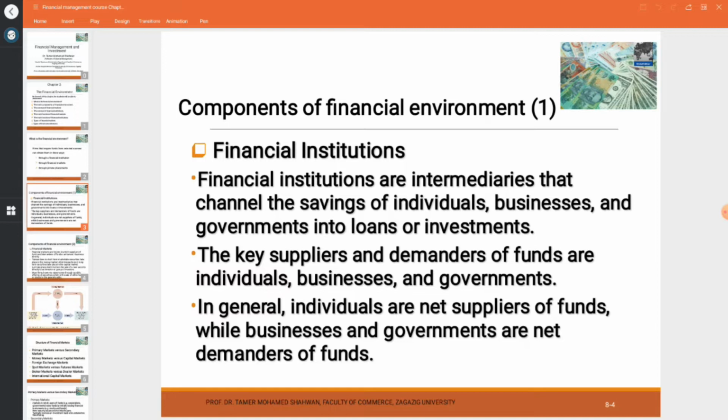In this relationship, the financial institutions play a very important role in channeling the surplus of funds from the suppliers to the demanders who are facing a shortage of funds. In both cases, suppliers and demanders could be individuals, businesses, or governments. However, in general, individuals could be considered as net suppliers of funds, while businesses and the governments are net demanders of funds.